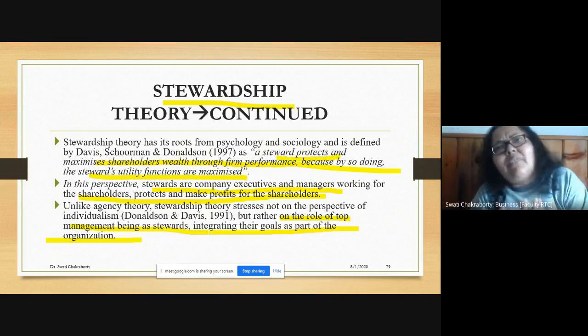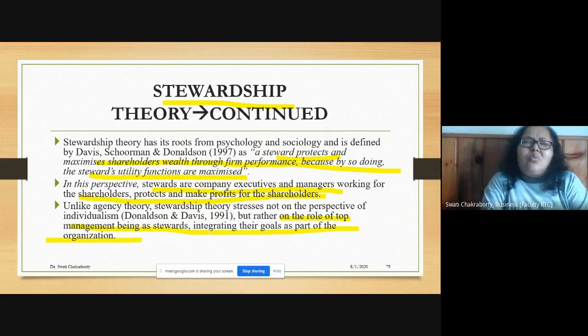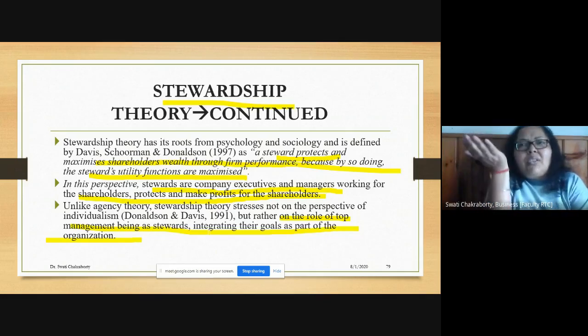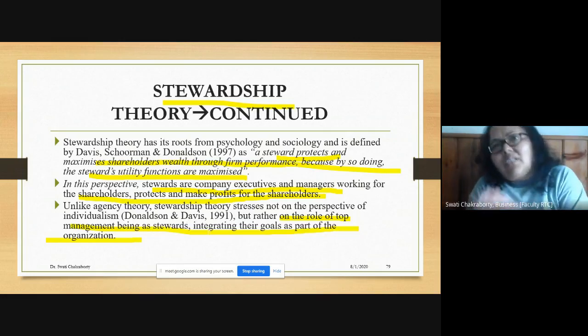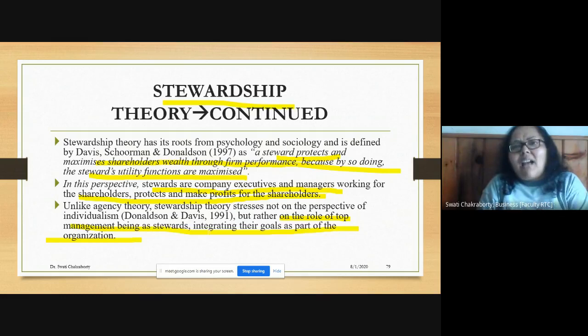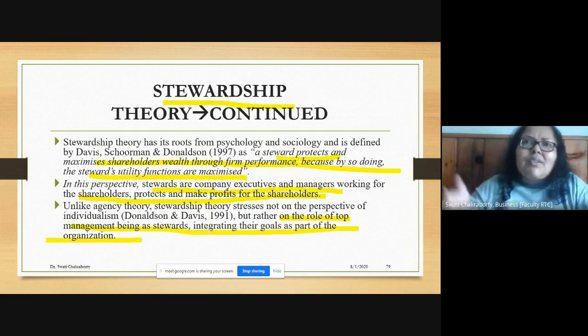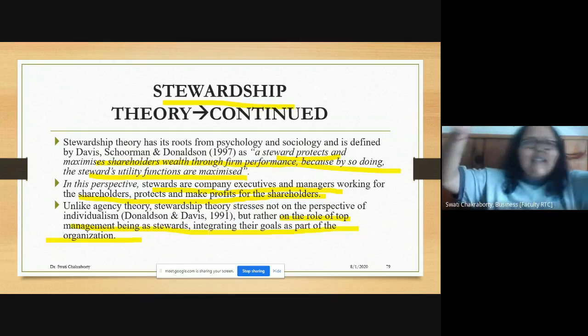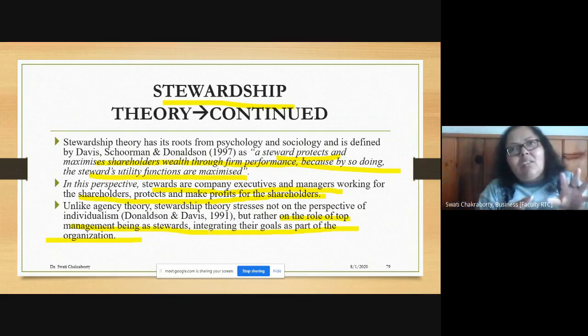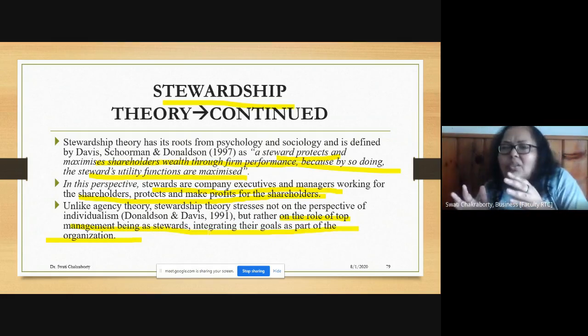Even for a company executive, what is the main goal? It's that they should also get more salary, they should get promotion. So how is that possible? Only when they are doing the right job, ensuring that the shareholders are satisfied. If that happens, the organization's objectives are also met, the organization grows. So integrating their own goals with the goals of the organization. That's what stewardship theory talks about.